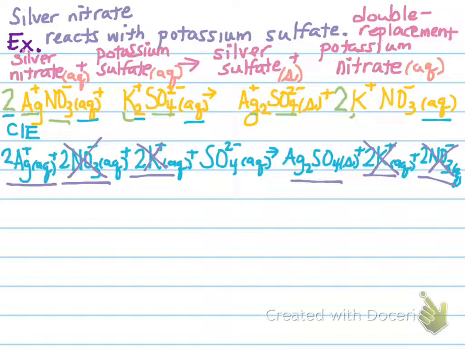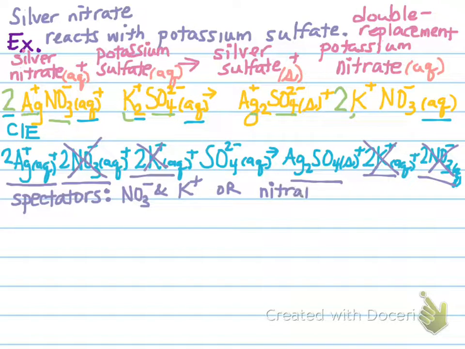So again, if I'm asked to identify my spectators, remember you have 2 choices. I could say NO3-1 and K+, or you can do their names. I can say nitrate and potassium ion. I have to have the word ion after potassium so that I know it's an ion. All right, so now we've done our spectators. Now we are ready to write our net ionic equation for this one.